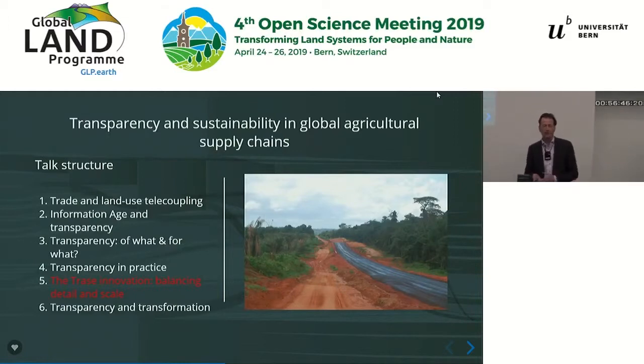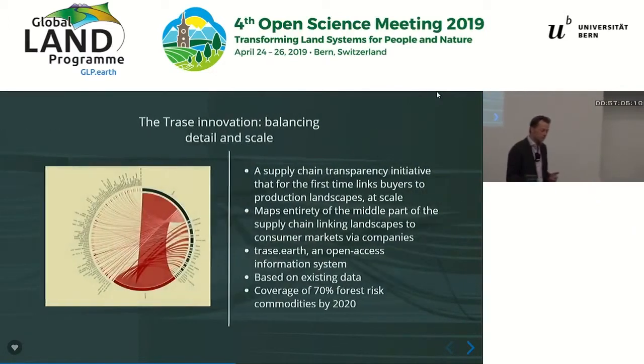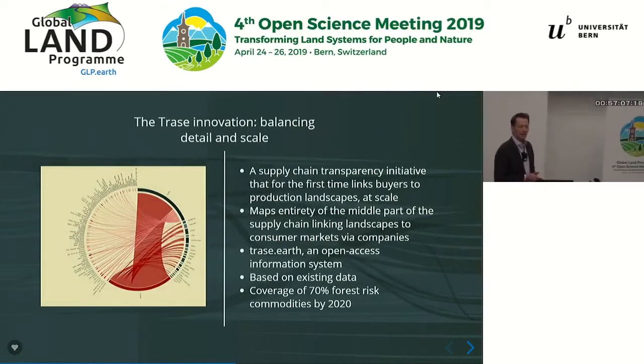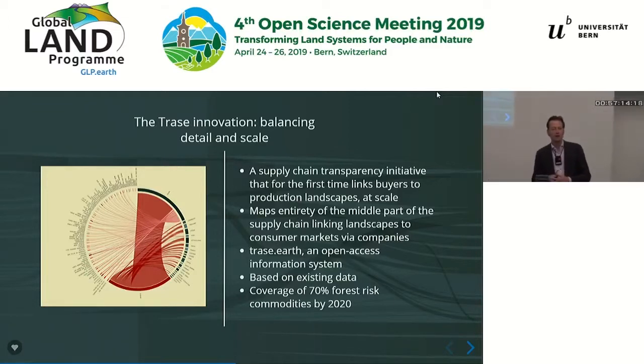So I'm going to give a few examples about how we've tried to do this with Trace, what distinguishes Trace from other work in this area and what it can deliver, and then move on to how we think, from our experience so far, transparency in general can try and drive a more transformative change. So Trace is an information system that is trying to provide a credible and objective source of new information about connections between actors, places, and impacts in globally relevant forest risk supply chains.